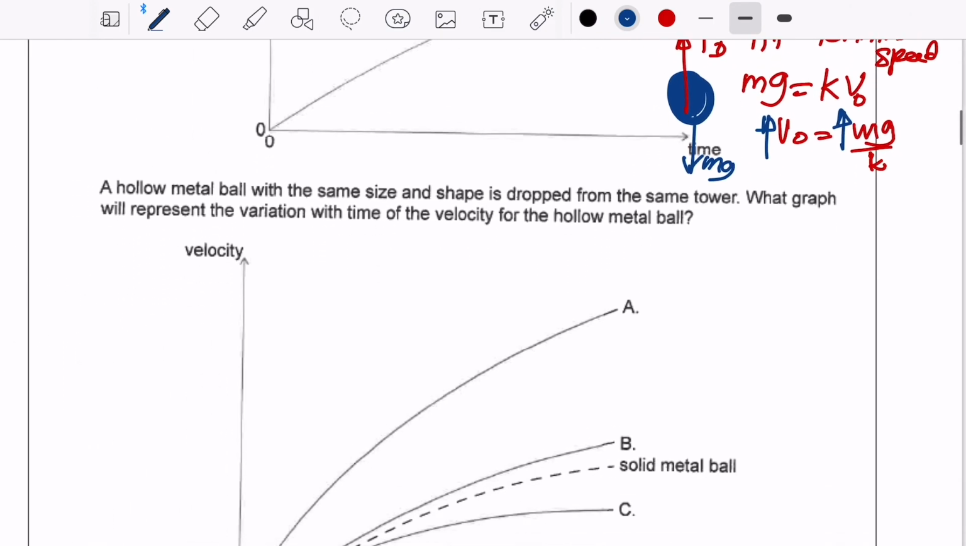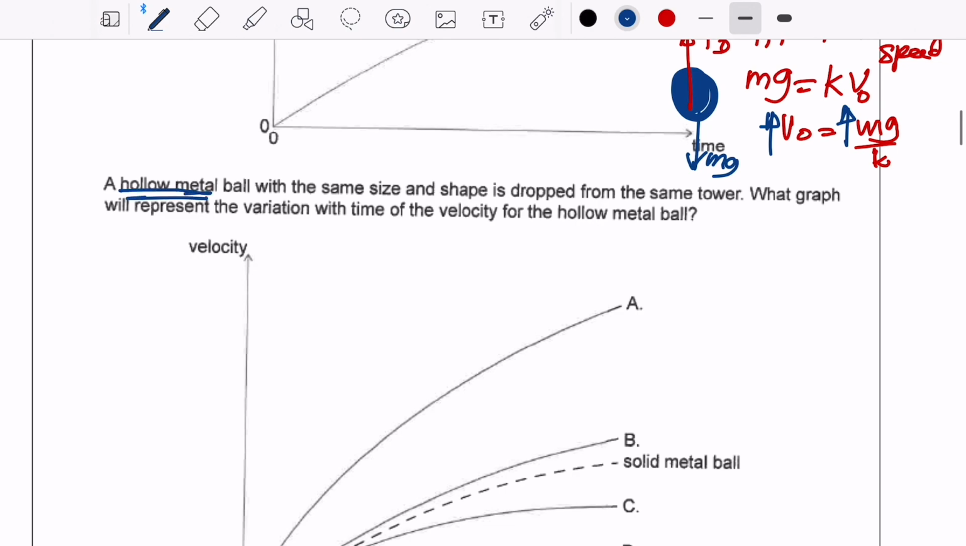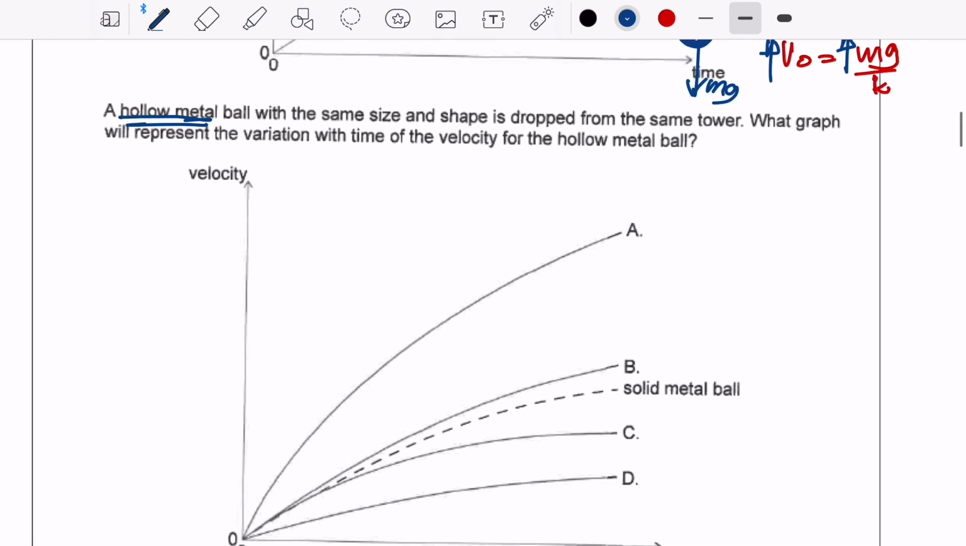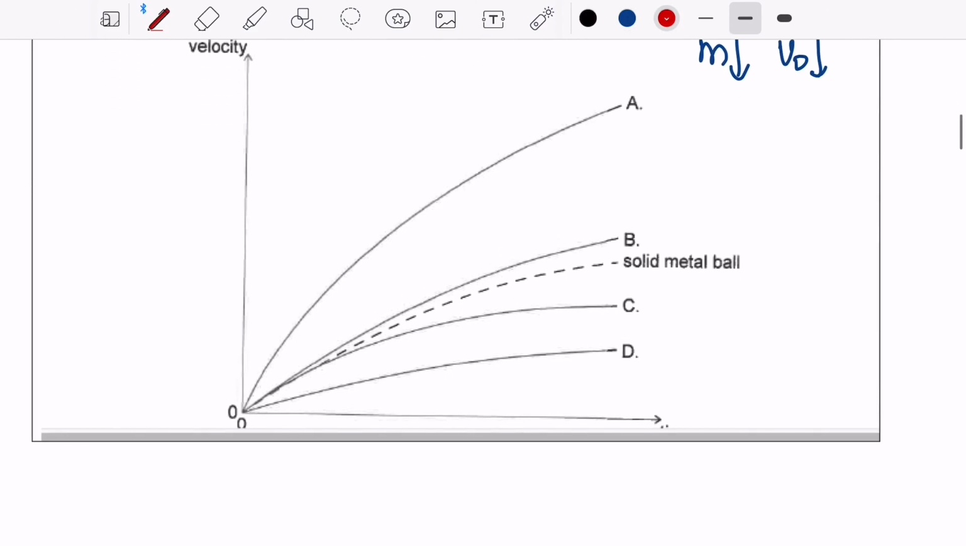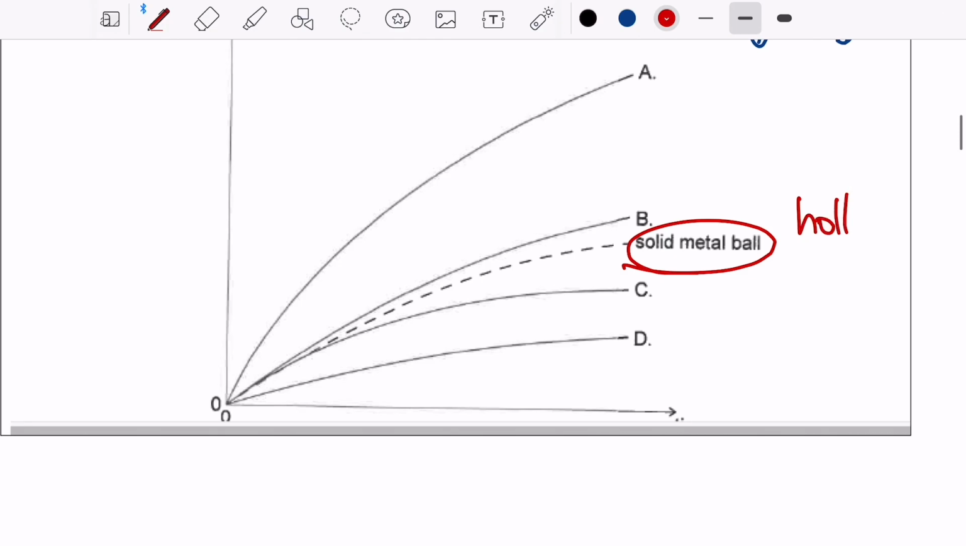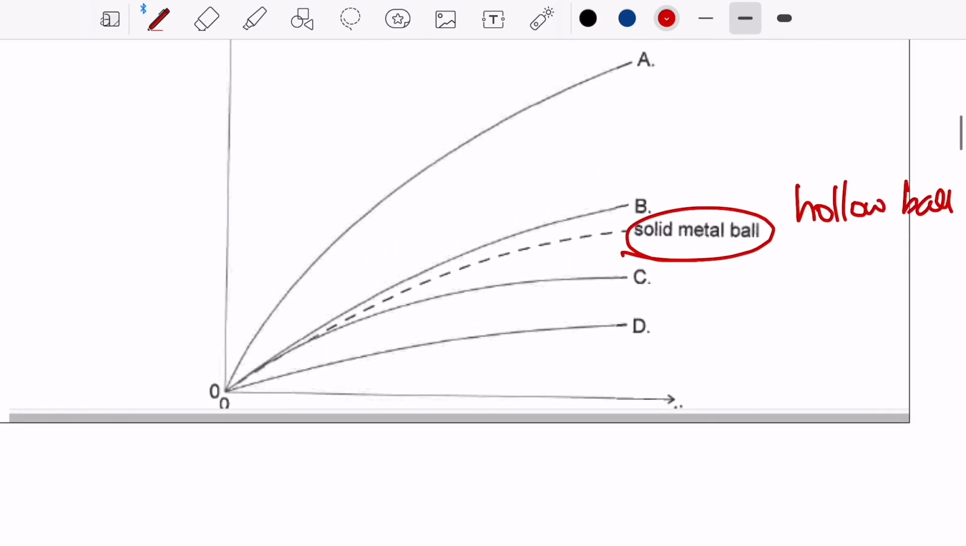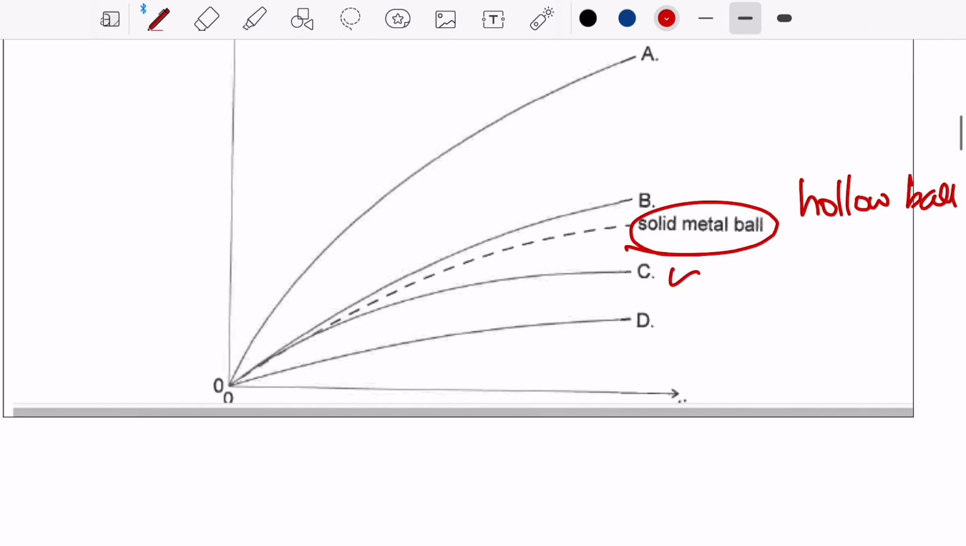So let's see what they do. Now they are dropping a hollow metal ball. Obviously for a hollow metal ball, the mass is small, so v naught is small. So two things we have to understand. The hollow ball must be here, because it has to reach a lower terminal speed. But is the answer C or D?